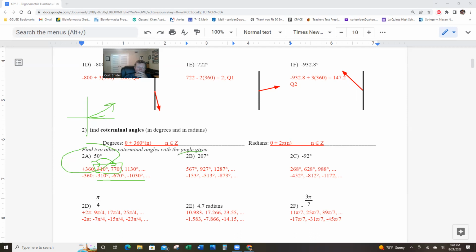Okay, 207 degrees. Again, if you add 360 twice, you'll get these two answers right here. That's going to be the easiest way to do it. I gave you 3. You could also subtract 360s a series of times and get those answers as well. And then C is negative 92. So negative 92 is right here.